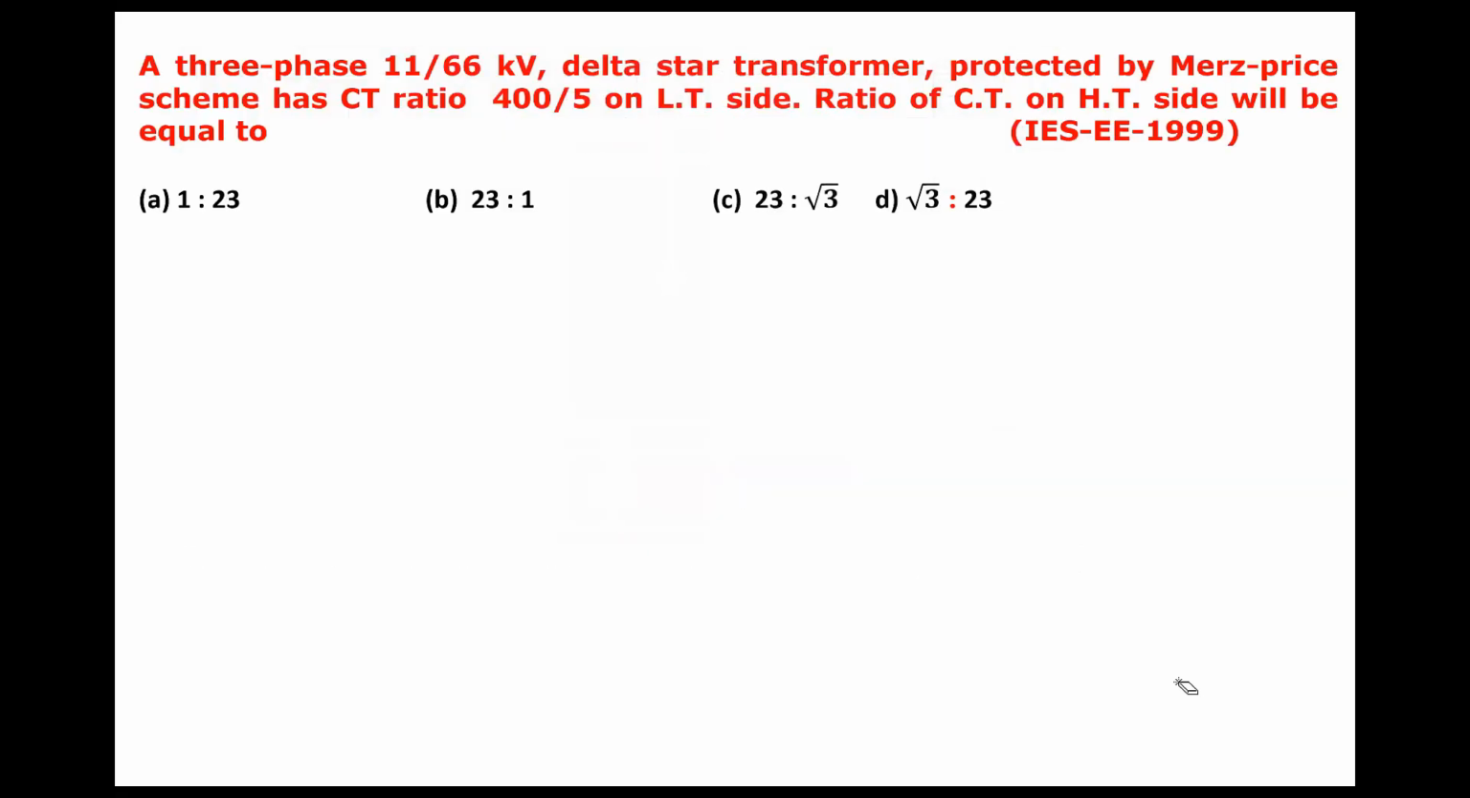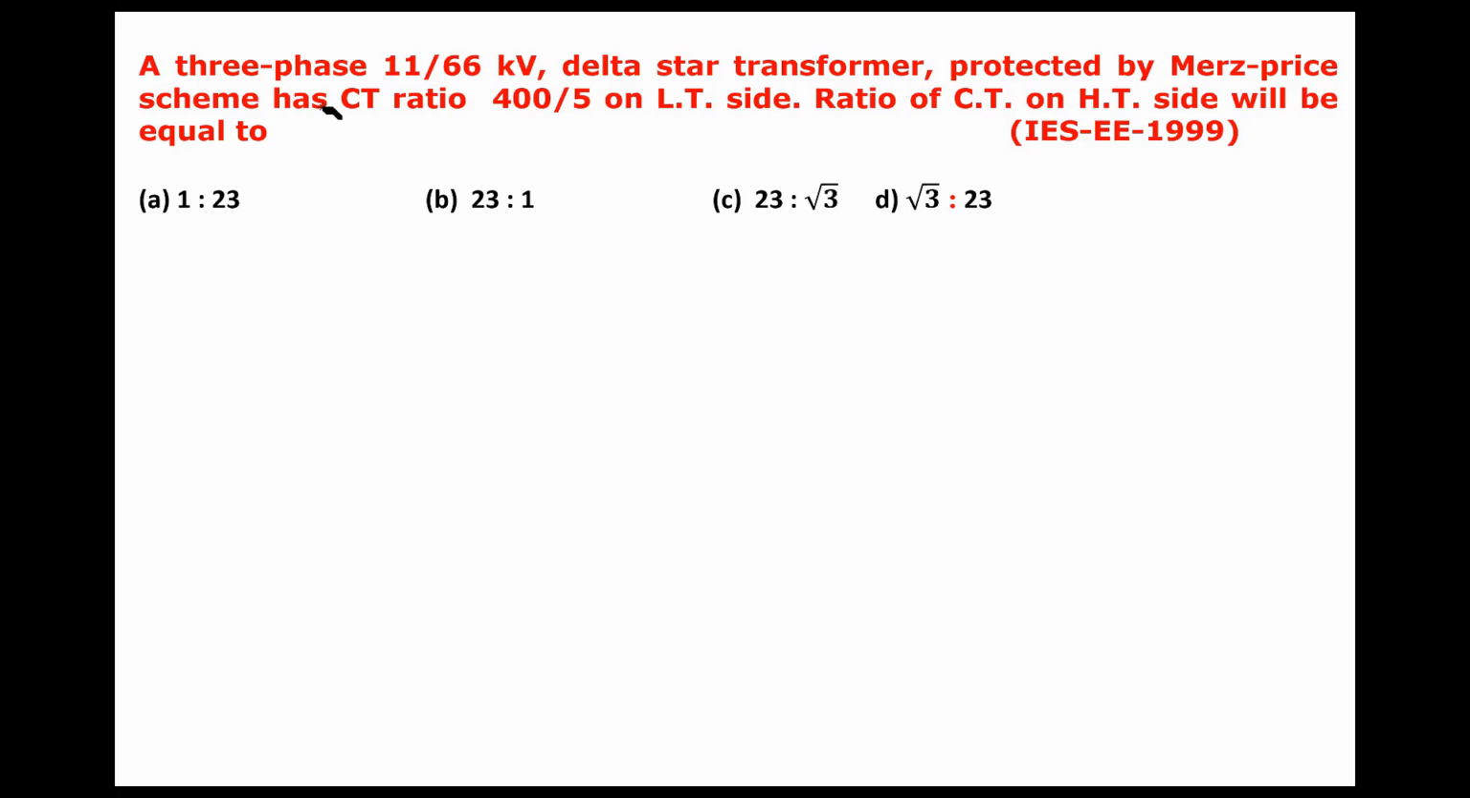So next there is a question. A 3-phase 11 kV/66 kV delta star transformer is protected by Merz-Price scheme, has a CT ratio of 400/5 on the LT side. The CT ratio on the HT side will be equal to.